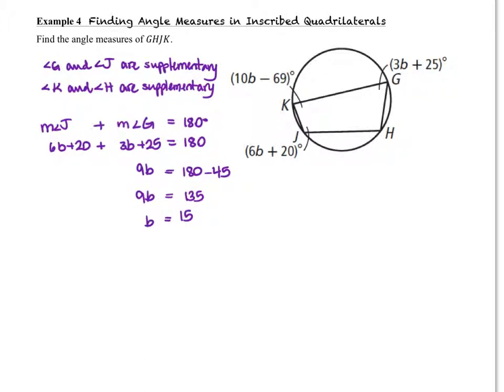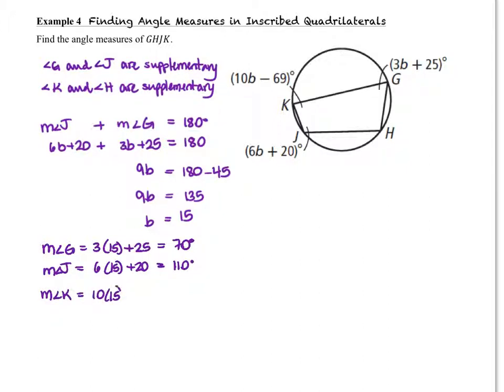Now remember, this is only an intermediate value that we have found. We need to plug into all of those expressions to find the measure of all four angles. So the measure of angle G is going to be equal to 3 times b, which is 15, plus 25, giving us 70 degrees. Measure of angle J is 6 times 15 plus 20, giving us an angle measurement of 110 degrees. The measure of angle K is 10 times 15 minus 69, which gives us an angle measurement of 81 degrees. And the measure of angle H is 180 minus the measure of angle K. So that means it's going to be 180 minus 81, or 99 degrees.